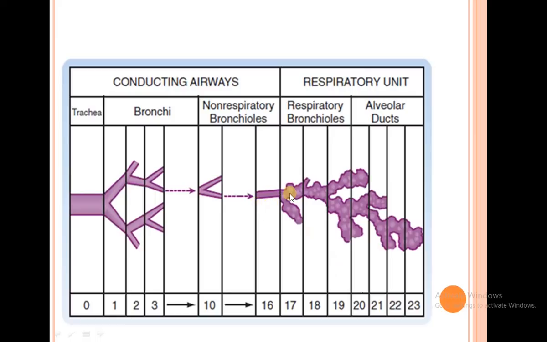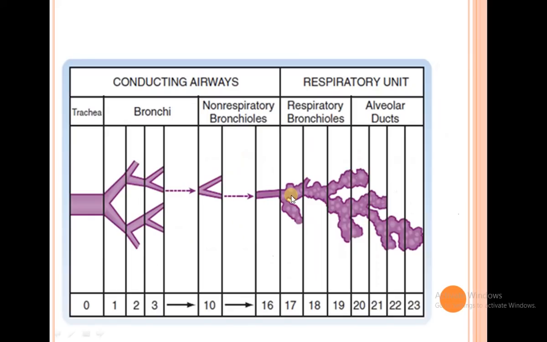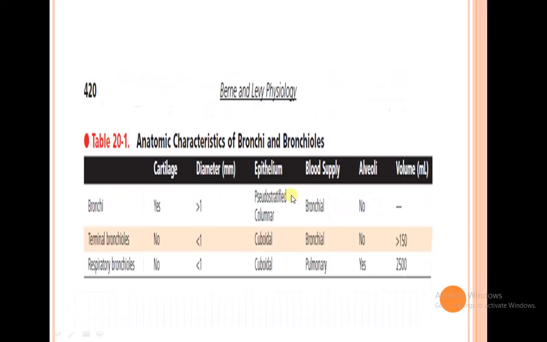And the respiratory bronchioles and the terminal bronchioles do not have cartilages in their wall, but they have an abundance of smooth muscles in their walls. Due to the presence of an abundance of smooth muscles in their walls, their diameter can be controlled by the autonomic nervous system that we are going to learn shortly.